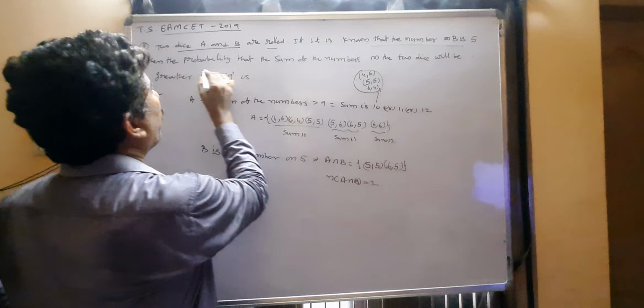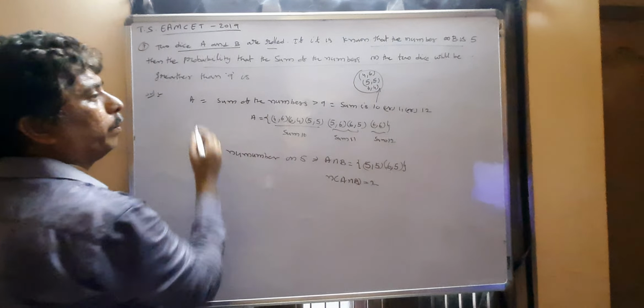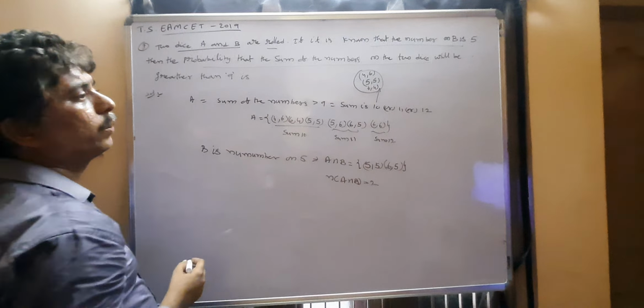They are asking the probability that the sum of the numbers on the 2 dice will be greater than 9, given that B shows the number 5. That means P of A by B equals N of A intersection B by N of B.